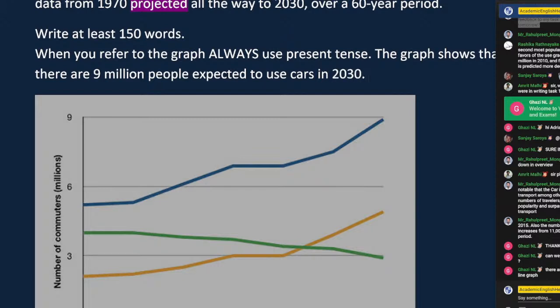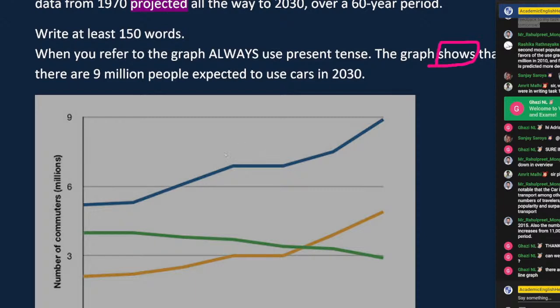But when I'm referring to the graph itself, I'm always using present tense, shows, okay? Because the graph is now. We're always looking at the graph now, okay? That's right, Ghazi. There are 3 timelines in this line graph. There's the past, there's the present, and there's the future. And you can definitely use the present perfect, Ghazi, as I have, okay?